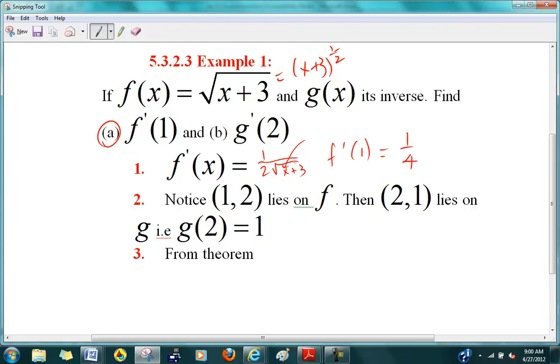Need I explain step number 2 there? Right, if (1, 2) lies on f, then (2, 1) is going to lie on g. Remember, g is the inverse function. So for part B, this is what you want to find. You want to find g prime of 2. G prime of 2 is going to be 1 over, from the theorem, f prime of g of 2.